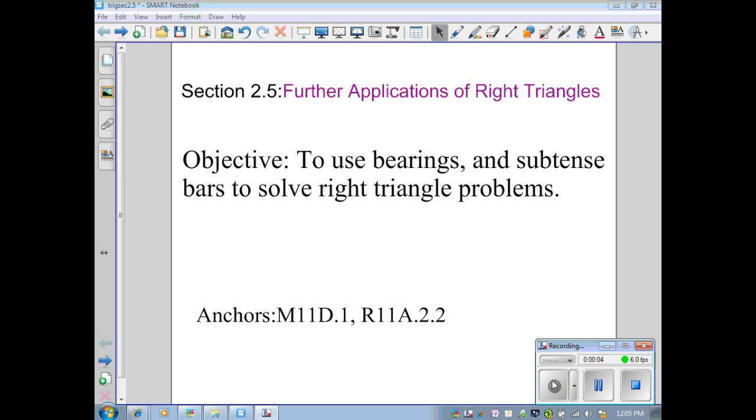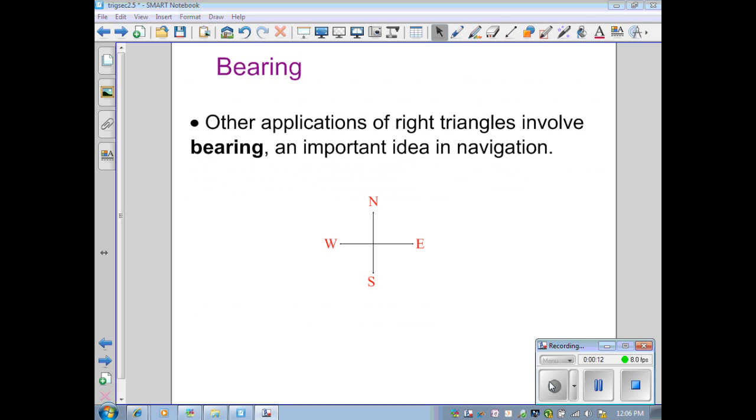Section 2.5, to use bearings and subtense bars to solve right triangle problems. First topic is bearings. Other applications of right triangles involve bearings. It's an important idea in navigation. It will give us a direction and also a distance.